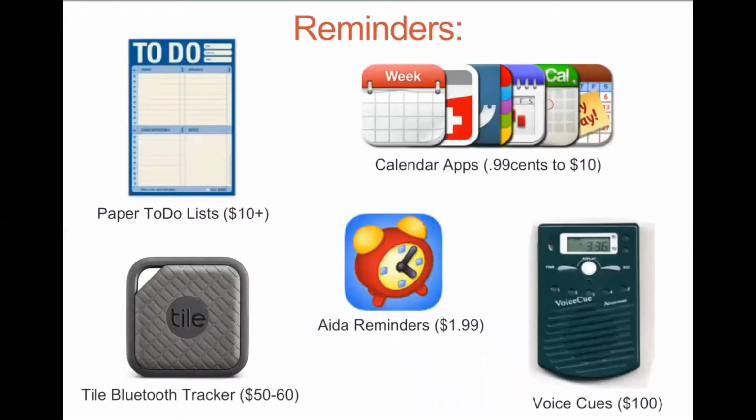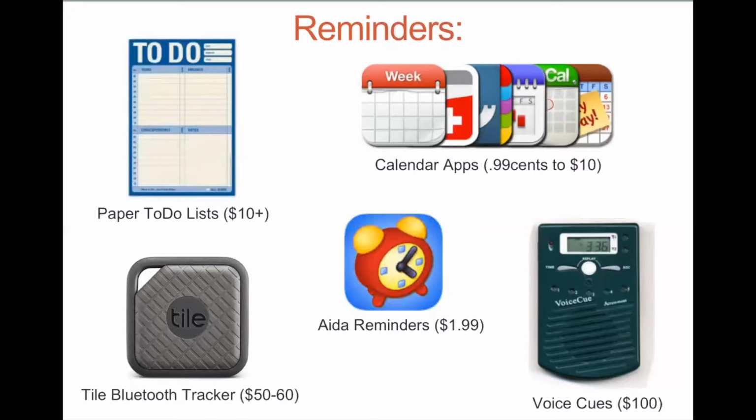Reminders, just talking about those, remembering to do things. So paper to-do lists, sometimes those work for folks. A note on the fridge sometimes is what a person needs. Those calendar apps that we talked about, all different kinds of them that can help. I always say it wrong, AIDA reminders is a really good one.